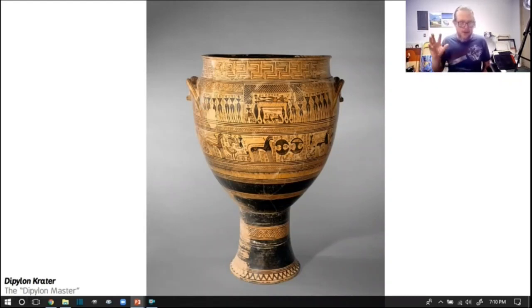This is a krater. A krater is a vessel that's used for mixing wine and water. And during this geometric period, artists began to think and create as Greeks.